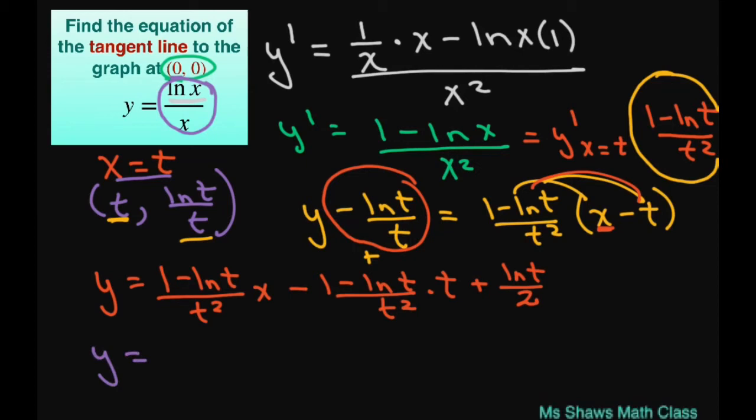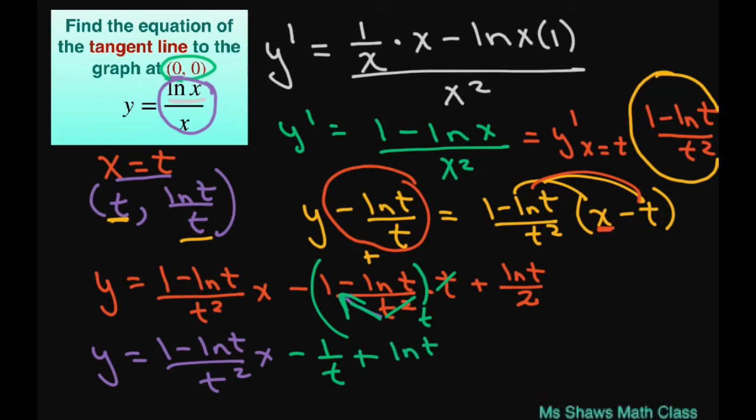This stays the same. For this part, let's first notice that t goes into t squared just t times. So when you distribute this, let's go ahead and write this as minus 1 divided by t plus ln of t divided by t. So we had a t here, but now we just have t in the denominator. Basically I'm just separating this out. Then we have plus ln of t divided by t right there. All right, sorry about all that.